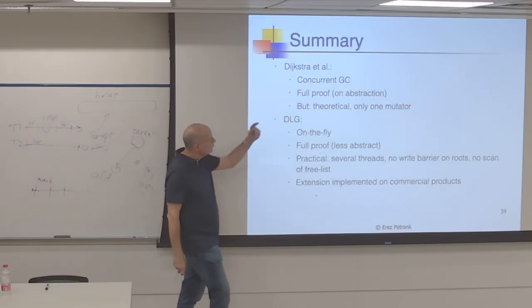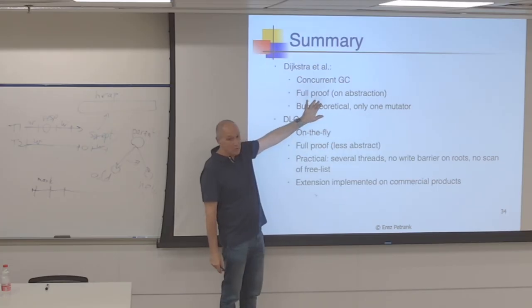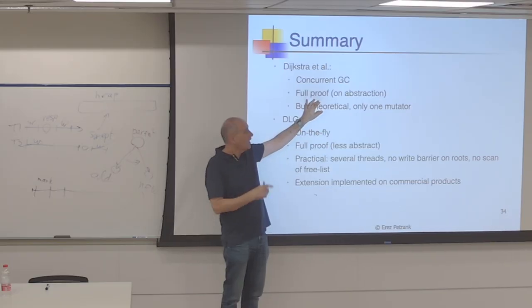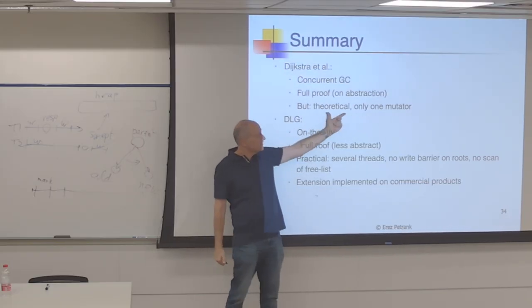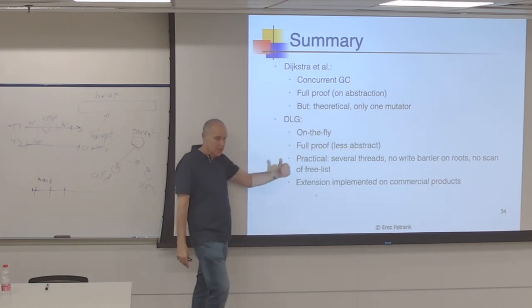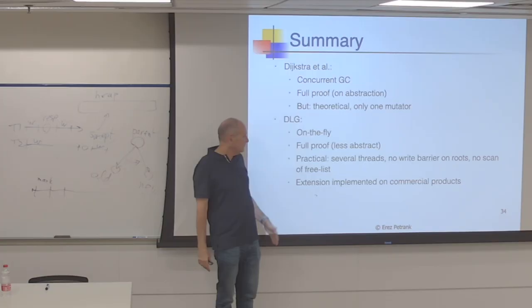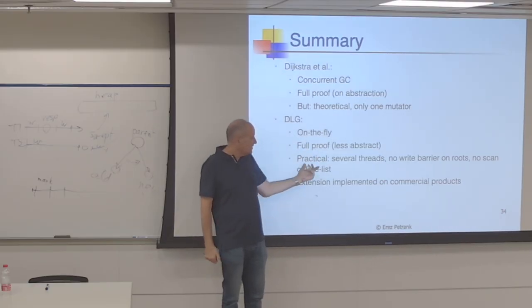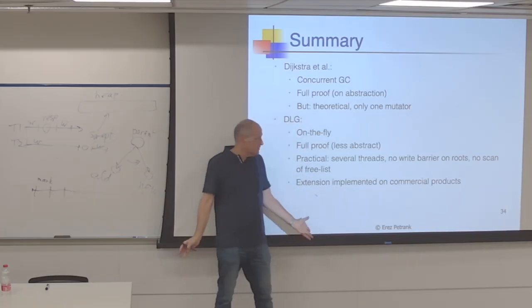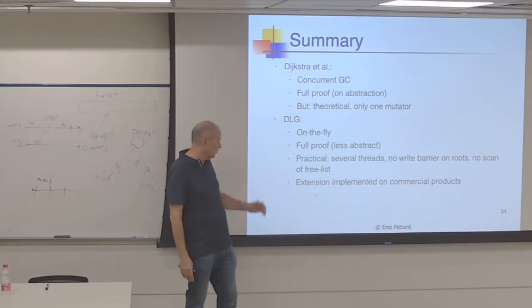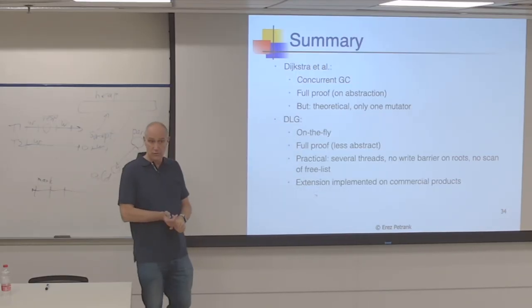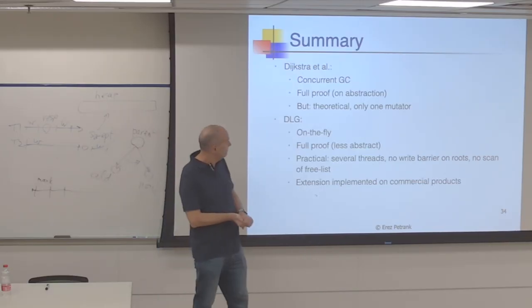So to summarize, we went over Dijkstra. We did a full proof on a graph. The proof was not on the code. It was on a graph that represented the algorithm. But it was theoretical, only one program thread. That was not good. DLG, on the fly, there is a full proof. It's less abstract. It goes with the code, but it's too complicated to do in class. It's practical. You can use several threads, no write barrier on the roots. Everything works well. And the extensions of that went on to become production JVMs.